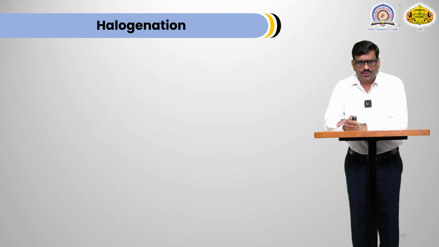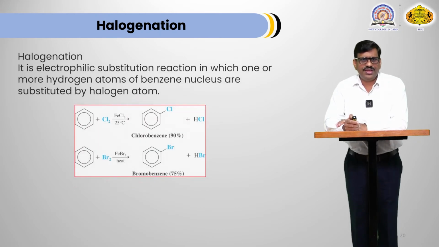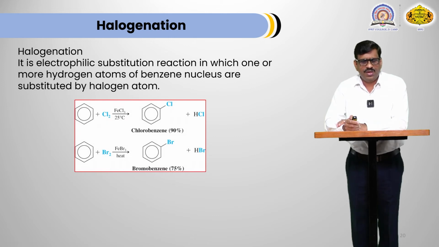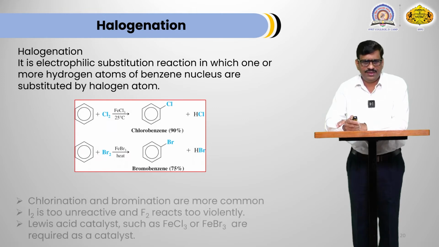Now the third reaction we are going to see here is the halogenation reaction. In halogenation, one or more hydrogen atoms of the benzene nucleus are replaced by halogen atoms. For halogenation, Lewis acid catalysts like FeCl3 or FeBr3 are required. Generally, chlorination and bromination reactions are very common in halogenation. Fluorination is less common because fluorine reacts vigorously, and iodination is also less common because iodine is less reactive.